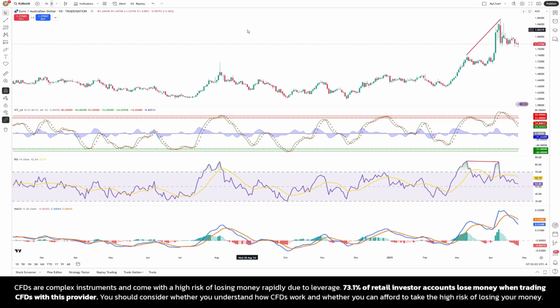Overall, LazyBear's WaveTrend Oscillator provides traders with actionable insights into momentum and volatility, making it an invaluable component of comprehensive trading strategies across various market conditions.